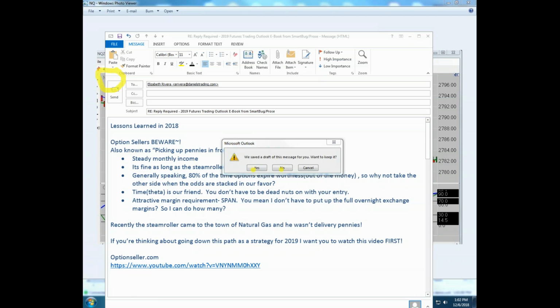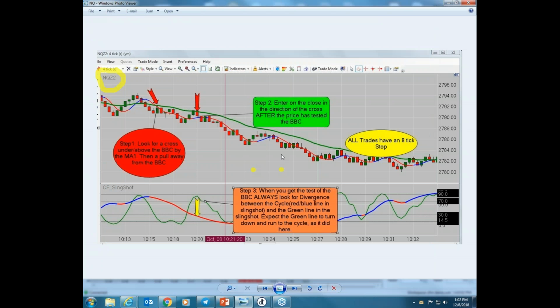Hold on, I'm writing an article. So I'll send this diagram because it basically shows everything in a nutshell.